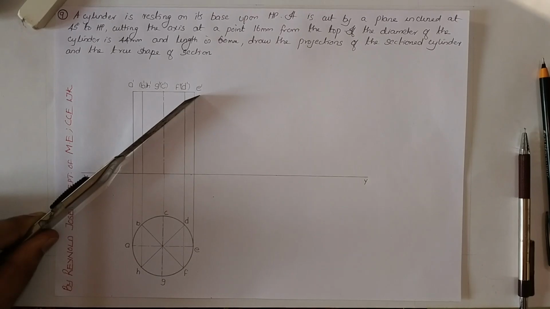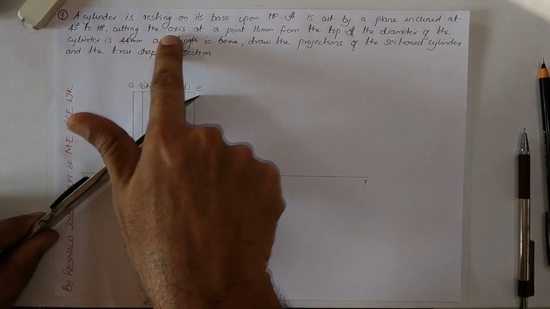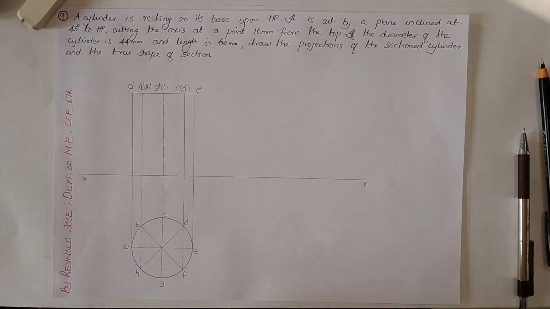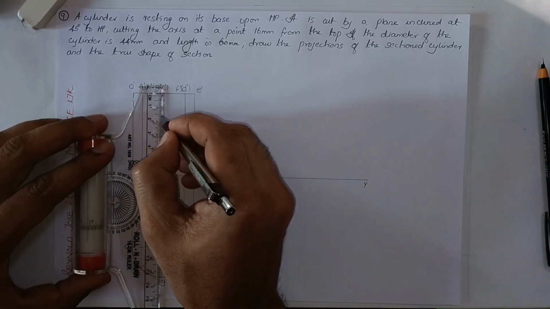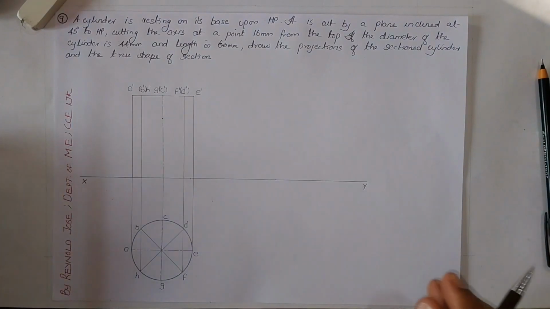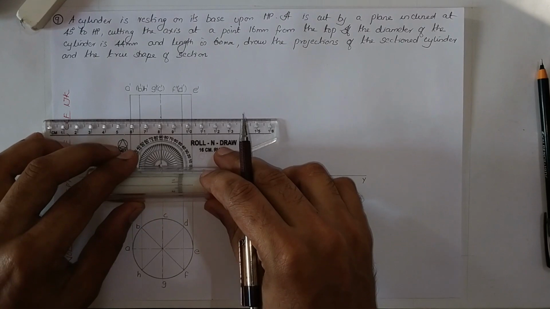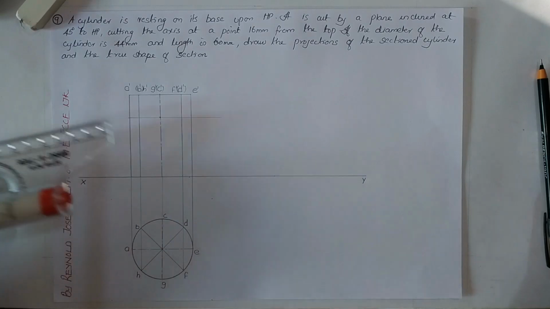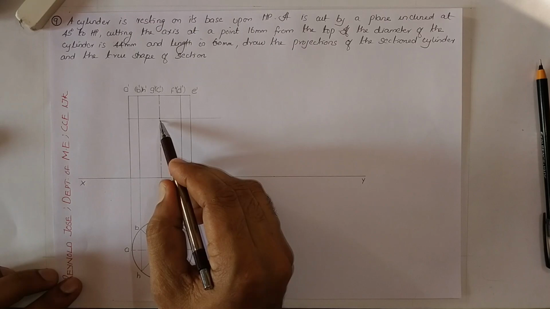It is passing through the solid at a point 16 mm from the top, cutting the axis. So here we have the axis. Let us mark a point 16 mm from the top along the axis, and through this point let us draw a reference line which is parallel to the XY line. Through this point again, let us draw a 45 degree line.